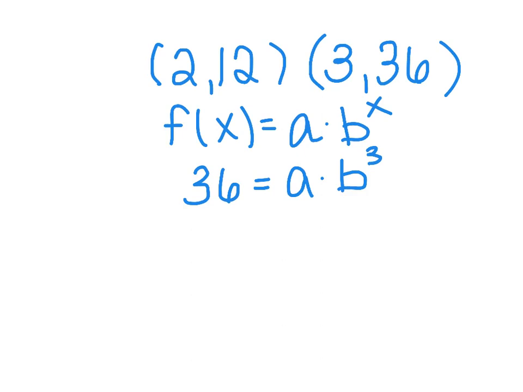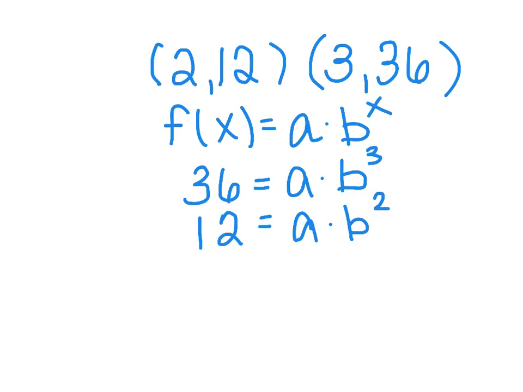We have 2 unknowns, which means that we need 2 equations. Good thing we have another point. So I'm going to do the same thing with the other point. The y-coordinate is 12. Don't know a, don't know b, and the x is 2.